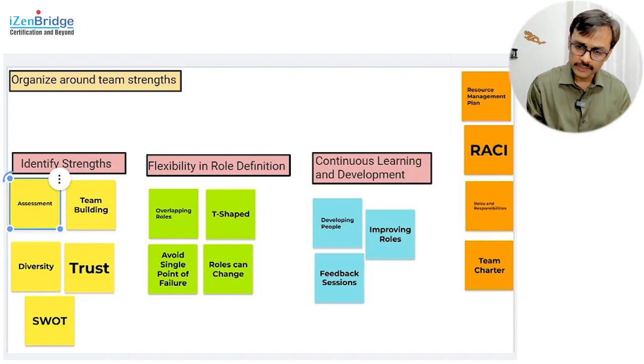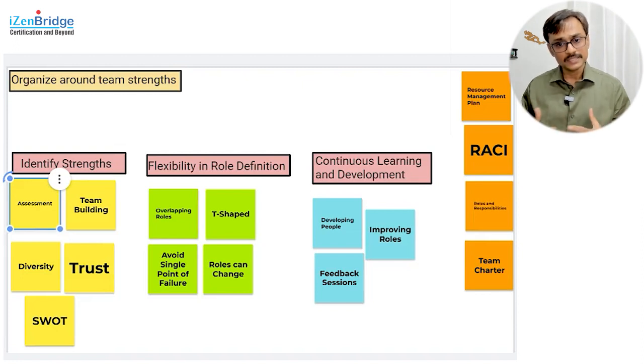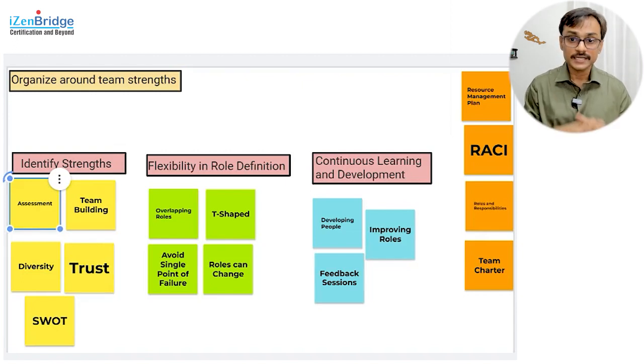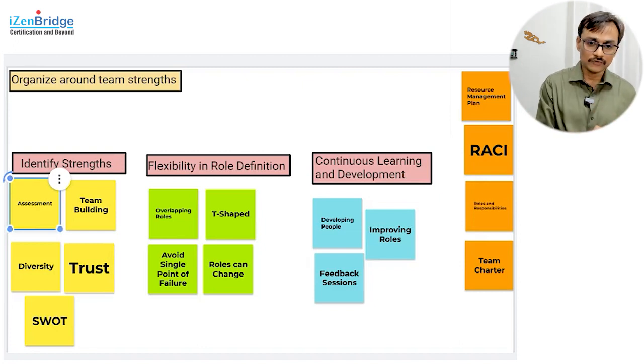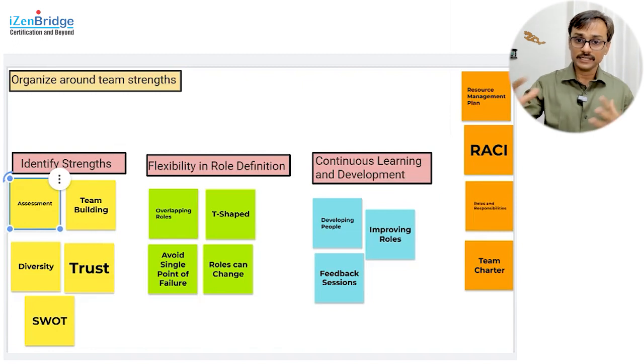It could be done informally also by way of making people talk to each other, by way of making people share their experience and the things which they have done in the past. So that also helps us in understanding and creating each other's strength awareness. We need to focus on diversity so that while identifying strength, we want to have diversified strength coming forward. As a project manager, I need to give people enough time so that they develop trust, they develop understanding of each other.